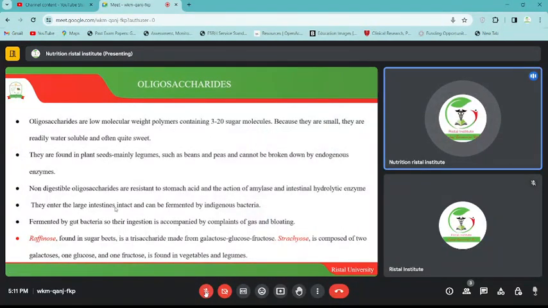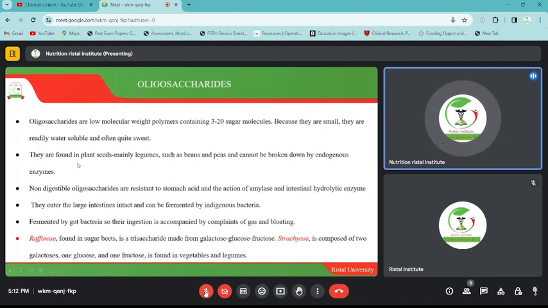And then we have, third, the oligosaccharides, which are part of the complex carbohydrates. These carbohydrates are low molecular weight polymers. They contain 3 to 20 sugar molecules, and because they are small, they are readily water soluble and often quite sweet. They are often used in some manufacturing industries as sweeteners.